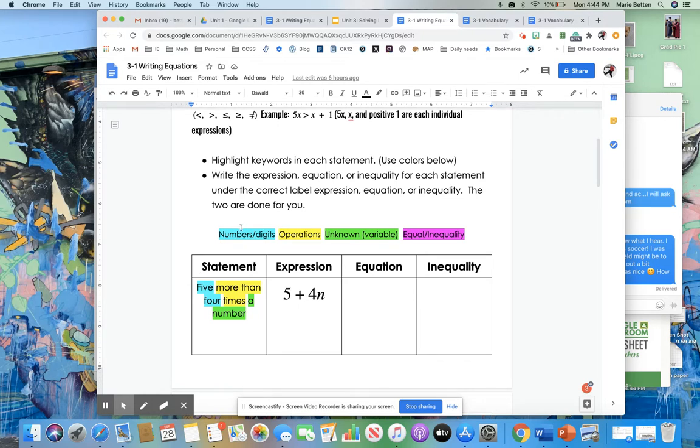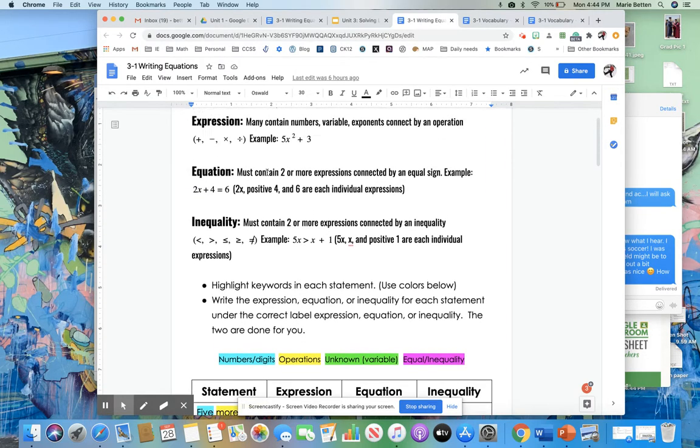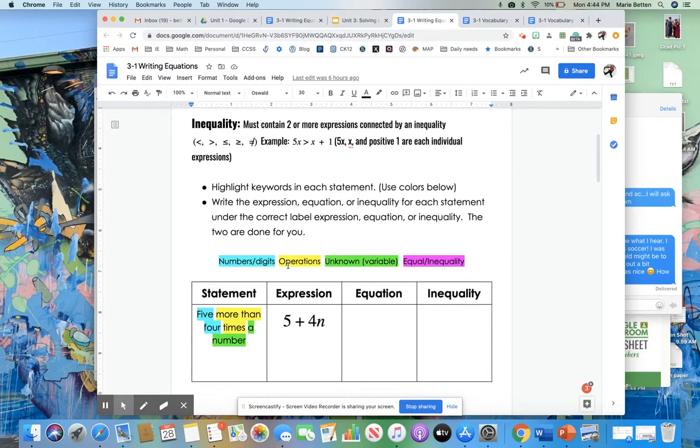Numbers or digits will be this aqua color. Operations, remember operations mean plus, subtract, multiply, or divide. Your unknown, where you need to place a variable, you will highlight in green. The equal sign or the inequality you'll do in a hot pink.